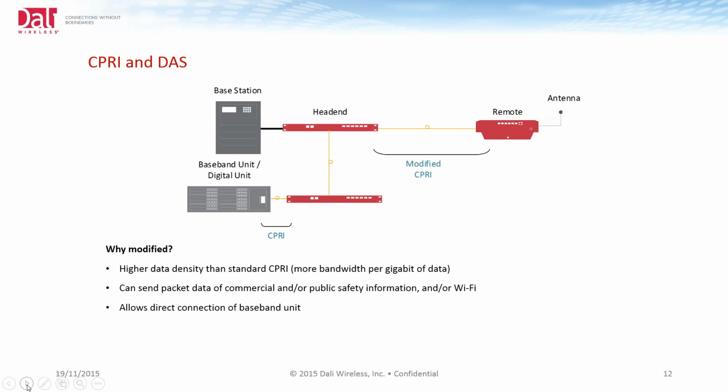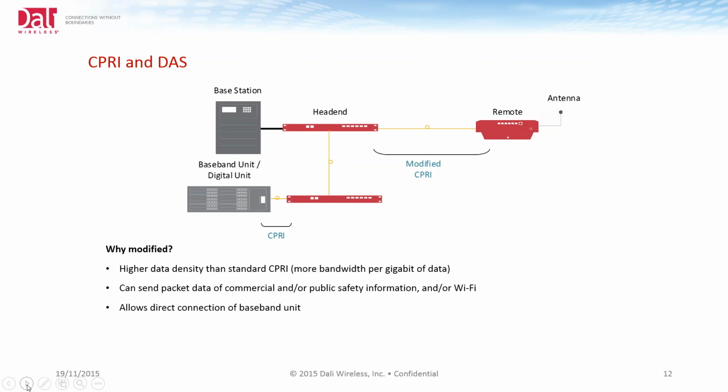CPRI and DAS. So this is the way Dali has elected to implement their digital DAS system. In the digital DAS system, the base station is connected to the head end. So again, as I talked about previously, we have the RF from the base station or multiple base stations fed into the head end or host. It's converted to a CPRI signal and fed to the remote.